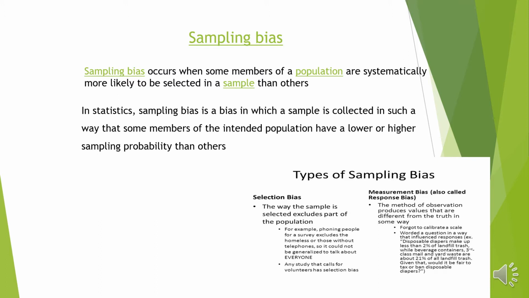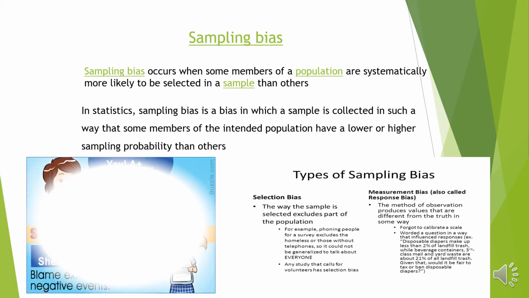What about the response bias or the result bias? Example here: wording a question in a way that influences the response. For example, disposable diapers make up less than 2% of landfill trash, while beverage containers, third class mail and yard waste are about 21% of the landfill trash. Here you are pushing the people to give you the response. You are preparing the result in your mind before making the sampling itself, the sampling technique.